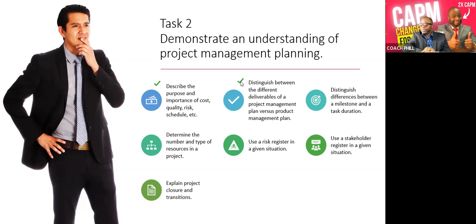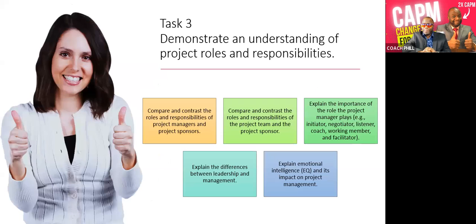Next is distinguish between a milestone and a task duration. A milestone is a 0 duration event. A task is work being done that has duration. Determine the number and type of resources in a project. Use a risk register in a given situation. Use a stakeholder register, and explain project closures and transitions. So the summary of task 2 is understand what it means to plan from all the different dimensions.